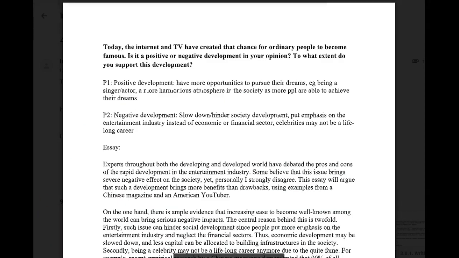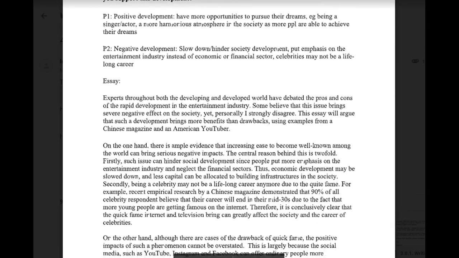Alrighty, so here is your task 2. Alright, so this is about people becoming famous through internet and television. Is it positive or negative? To what extent do you support this?